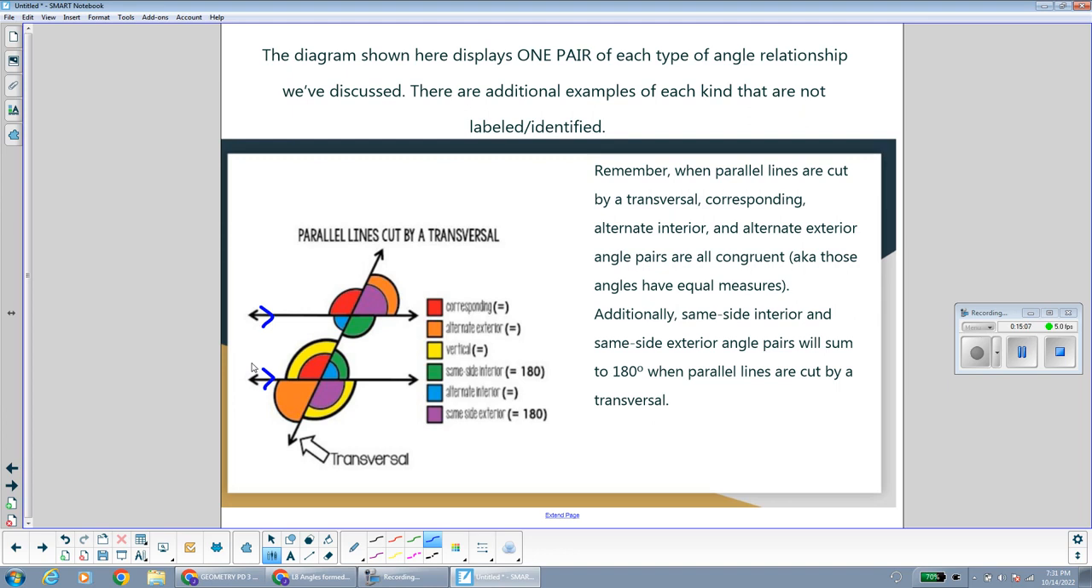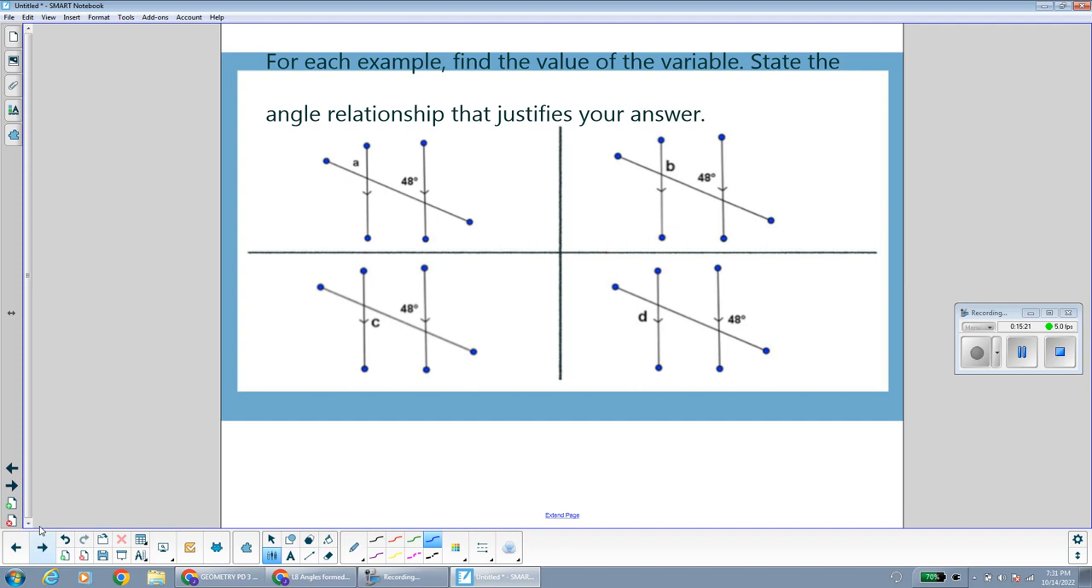The only relationship that holds no matter what, even if the lines are not parallel, are vertical angles. Vertical angles are always congruent no matter what, even if the lines are not parallel. For each example, find the value of the variable. State the angle relationship that justifies your answer.